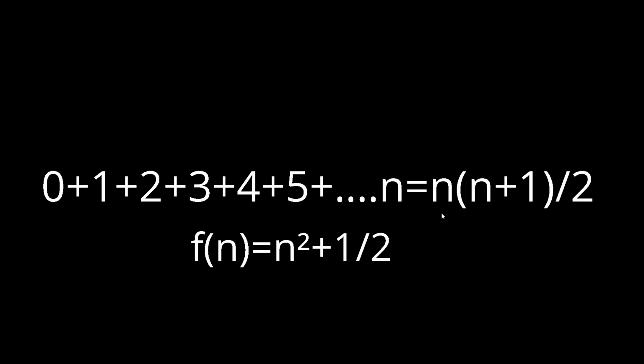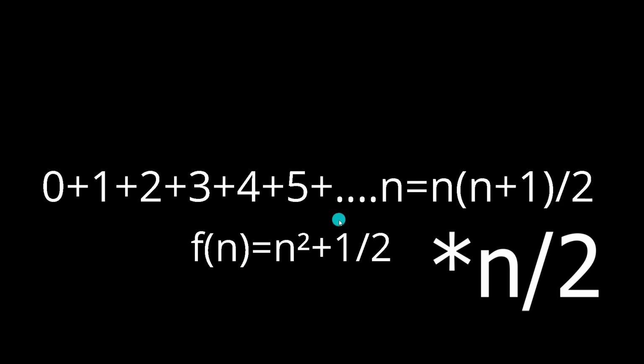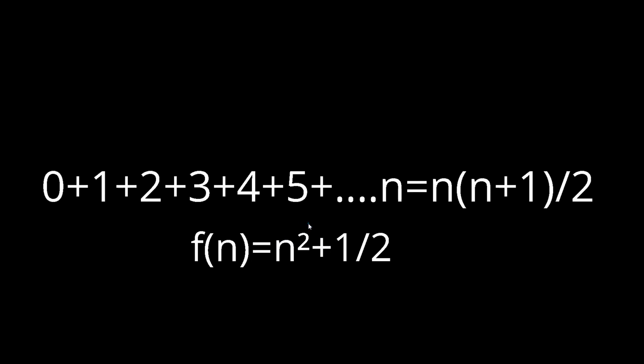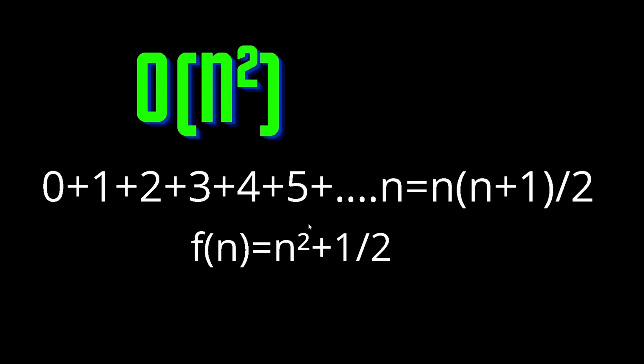So f of n is n into n plus 1 by 2, which is n square plus n by 2. Here the term with the higher order is n square. So we could straight off say that this is of the order of big O of n square. The time complexity here is big O of n square.